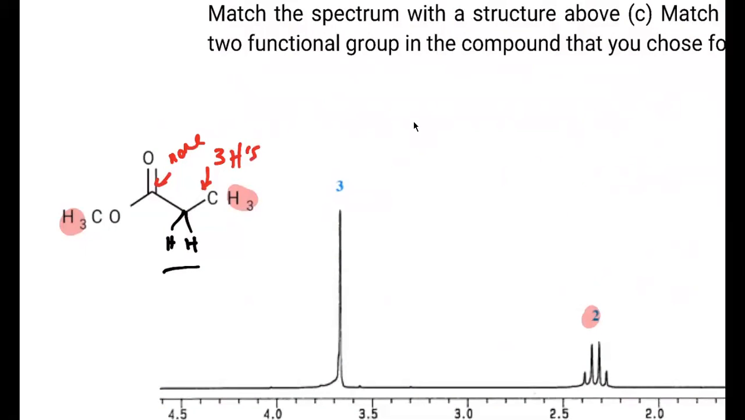So for that set, N is going to be 3, N plus 1 is 4. So it should be a quartet, which is exactly what you see. And it's integrating for 2 protons, and it's in the location about 2.35, somewhere up in there. It's there because it's next door to an sp2 carbon. Now you've got an sp2 hybridized carbon here, and that carbon is next door to it.